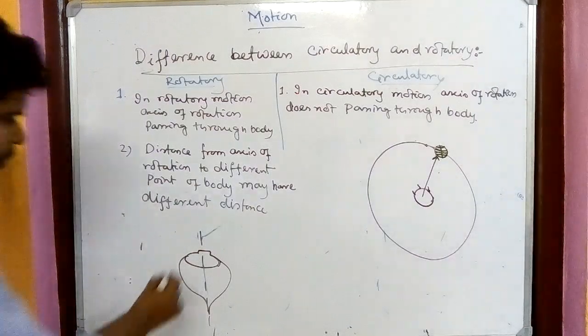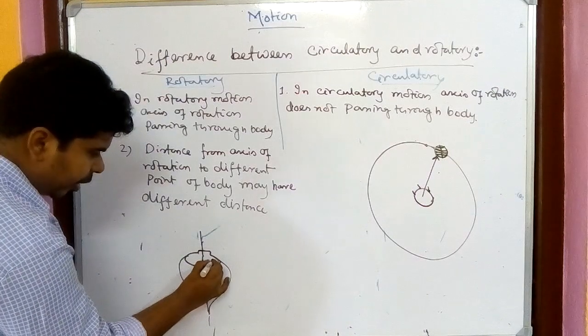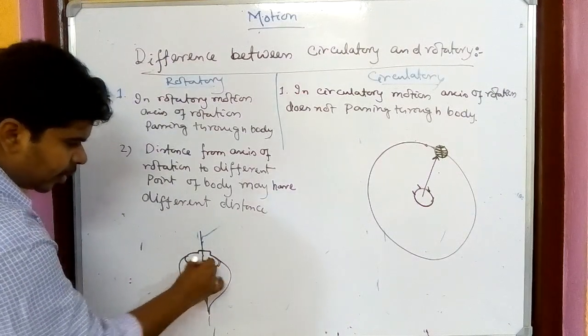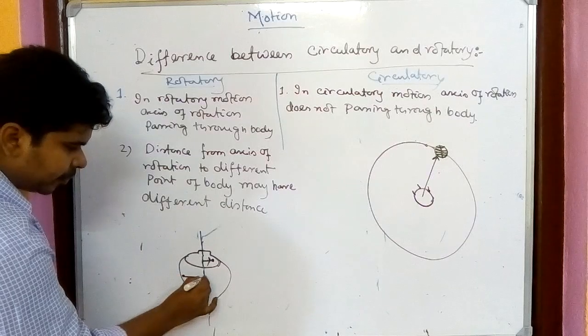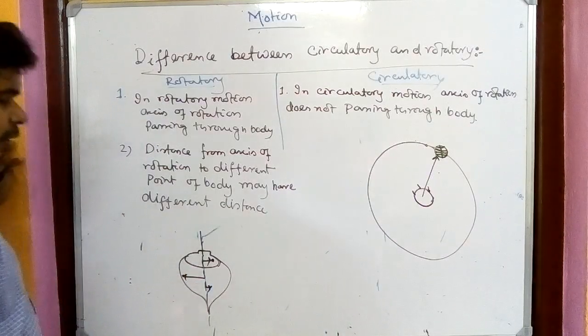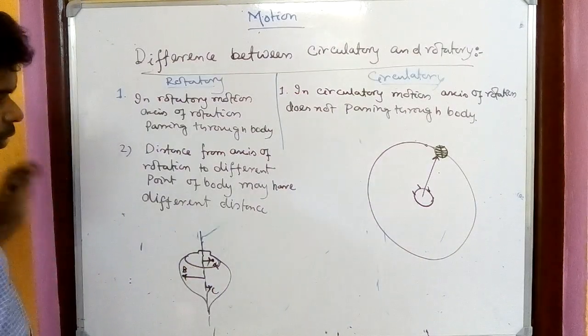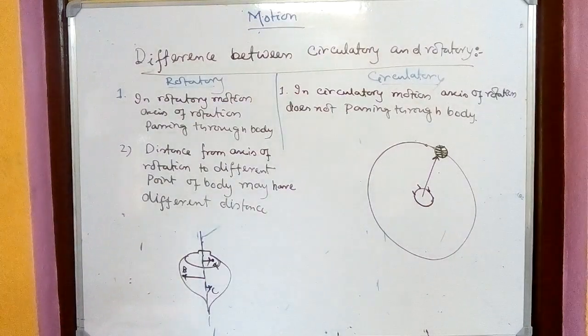Assume this is the axis of rotation for a spinning top. I am taking one point here, so the distance is this. If I take another point here, you see the distance is increased. If I take another point here, the distance is here. So this is A, B, C. So 3 different points I have taken on the spinning top, and the lengths of the 3 different points from the axis of rotation are different, and that is possible for rotatory motion.